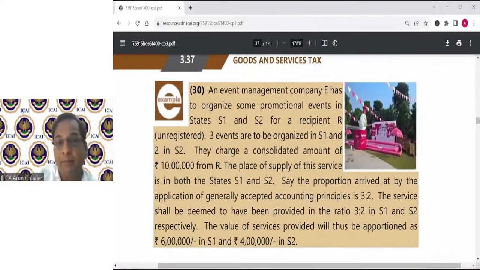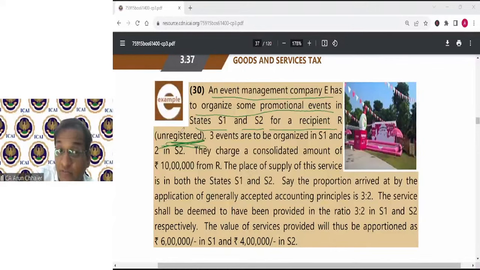They have given the example: an event management company E has to organize some promotional event in states S1 and S2 for an unregistered recipient R. Please note, they have used the word unregistered, because if it is registered, then obviously LOR, immaterial where the event is held, in 2, 3, 4, 5 states, doesn't matter. It will never be apportioned.